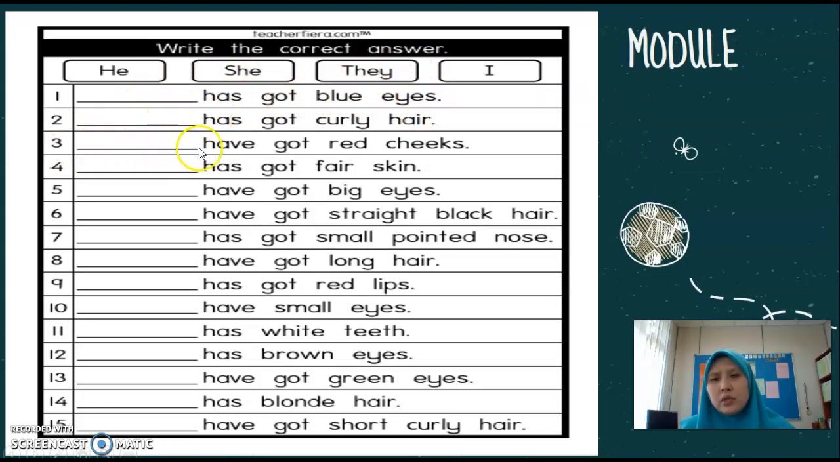Okay, for number 3, have got. So you have to choose whether they have got red cheeks or I have got red cheeks. Okay, you can choose either one. And please do the rest of the questions until number 15.